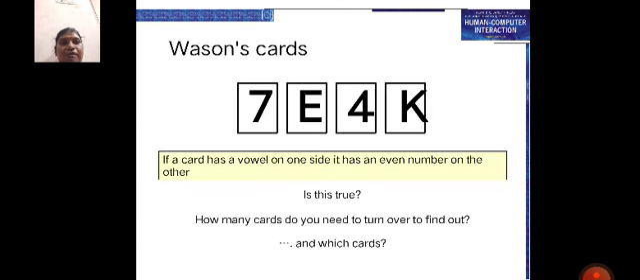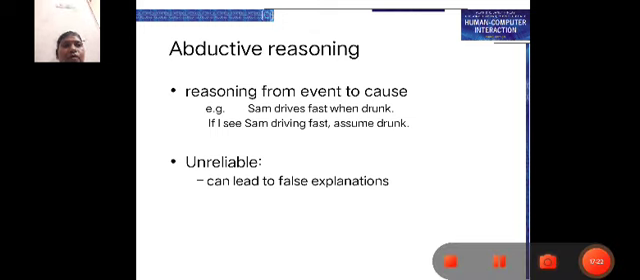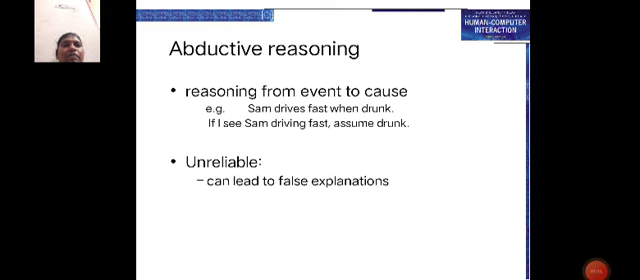For example, take cards showing 7, E, 4, K. If a card has a vowel on one side and an even number on the other, is it true? How many cards do you need to turn to find out? This is a case study. And in abductive reasoning, reasoning from the event to the cause: Sam drives fast when drunk. If Sam is driving fast, we conclude that he must be drunk.